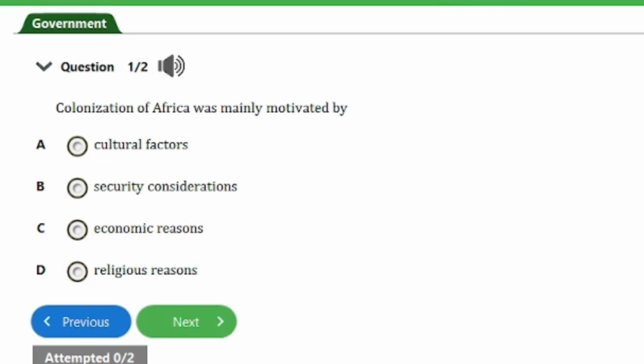It says, colonization of Africa was mainly motivated by A, cultural factors, B, security considerations, C, economic reasons, D, religious reasons. So guys, the answer to this question is option C, that's economic reasons. And that is for this question. Let's head on to the next one.